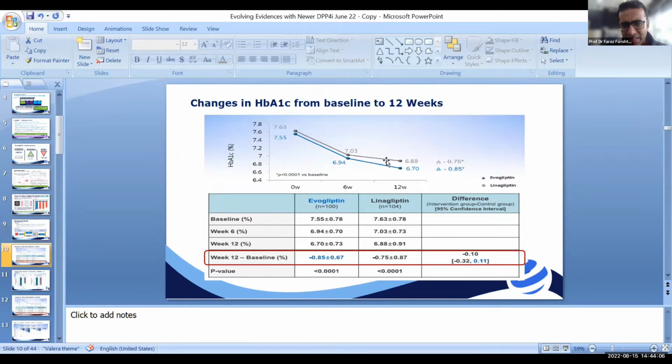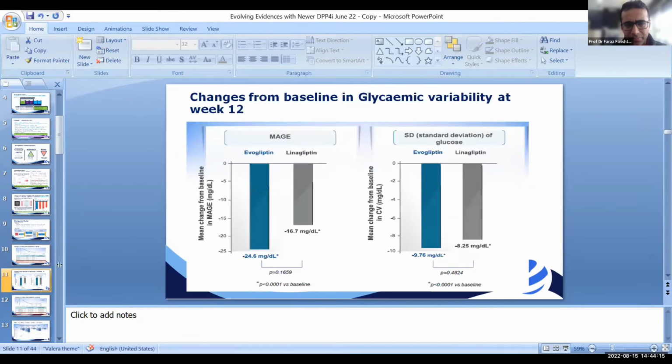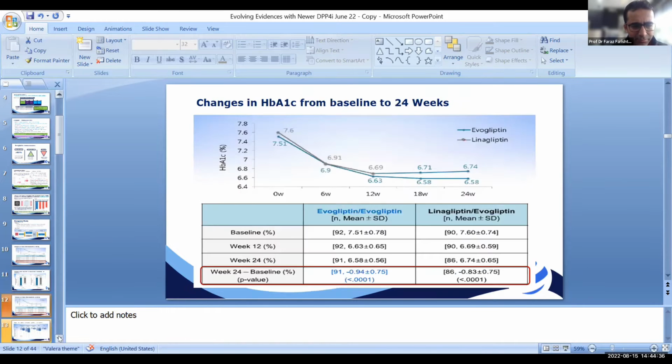You will see the A1C reduction. There is hardly anything there. If you see the A1C reduction between both the arms, it is almost similar. Changes from baseline in glycemic variability: this is a more important parameter. You will see the MAGE reduction was much better with Evo when you compare it with linagliptin. And the standard deviation of glucose again with Evo was much better when you compare it with linagliptin.